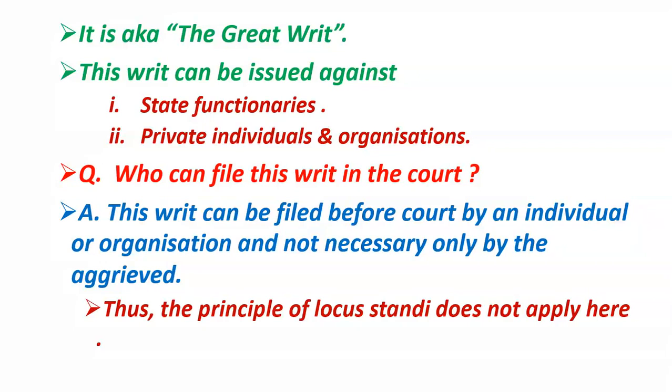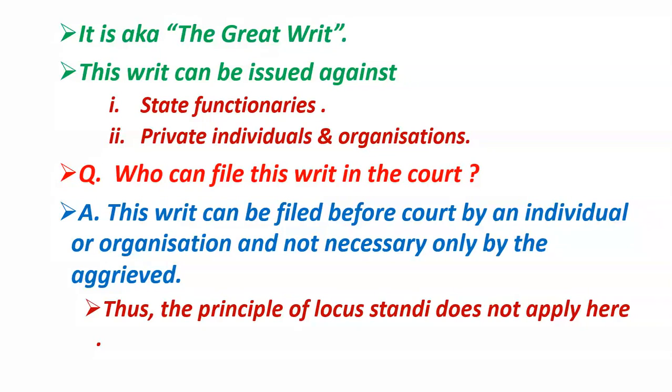For example, in our example, in the first condition, the court issued the writ against the police. And what is the police? Police is a state functionary. And in the second condition, the court issued the writ against a private individual who kidnapped Pappu. So this writ can be issued against state functionaries, means government organs, as well as private individuals and private organizations.